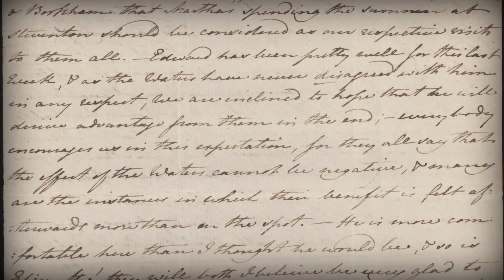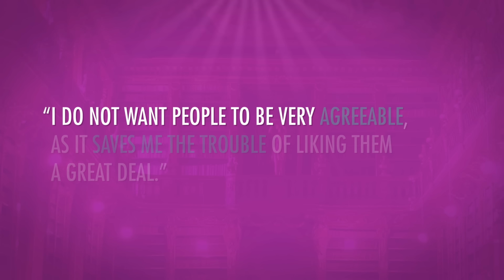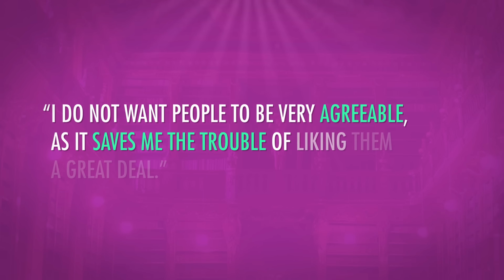And by the way, while I'm defending Austen, she has this completely unearned reputation for being genteel and conservative. The reality is that her work is very funny and mean and super smart about human behavior. You can also hear that in the letters of hers that survive, like when she writes to her sister, "I do not want people to be very agreeable, as it saves me the trouble of liking them a great deal."